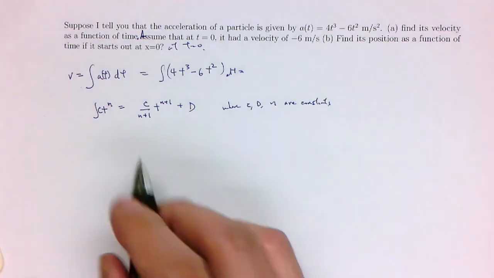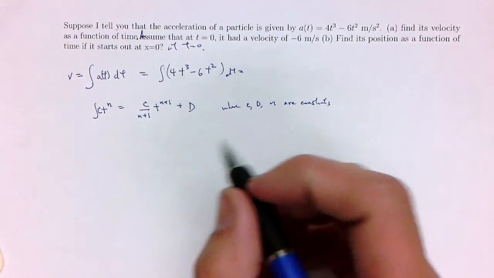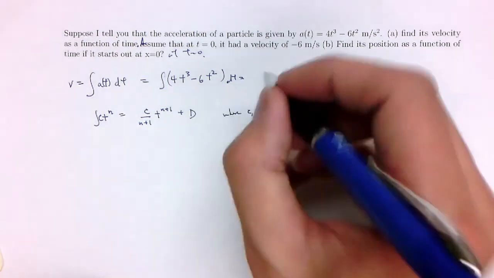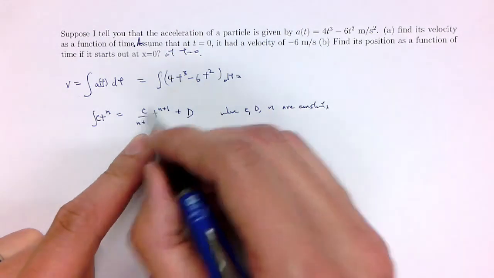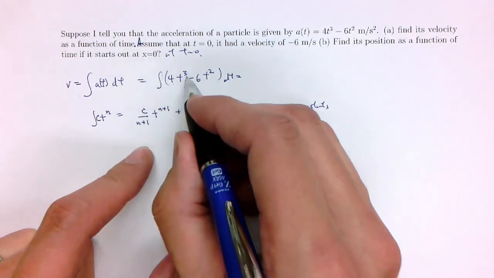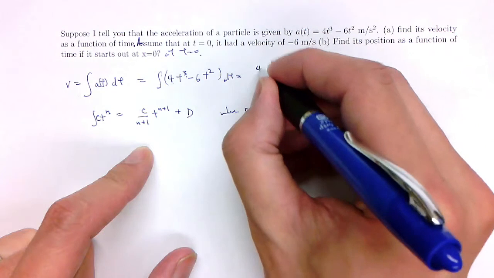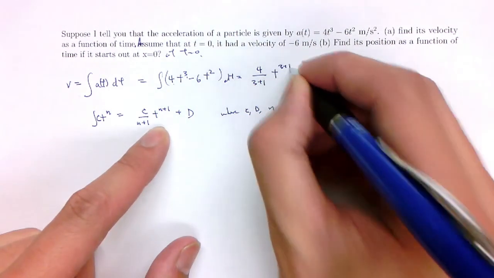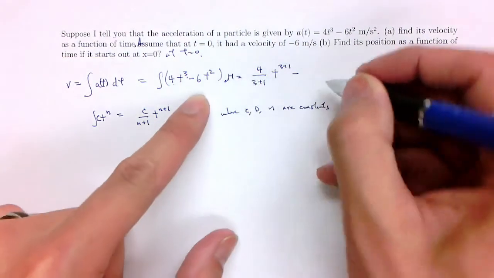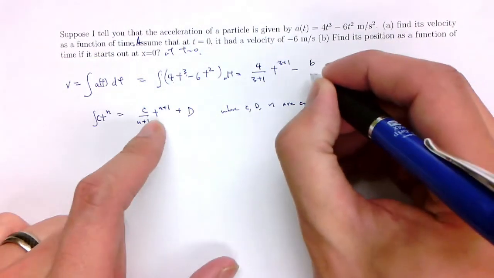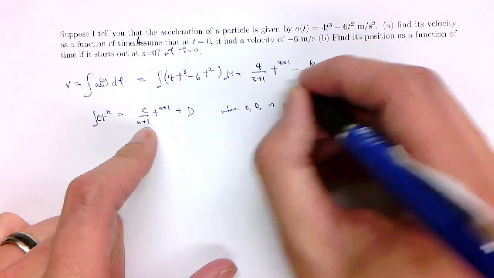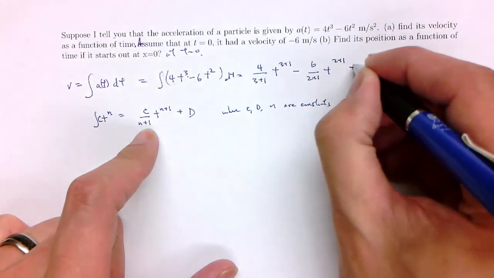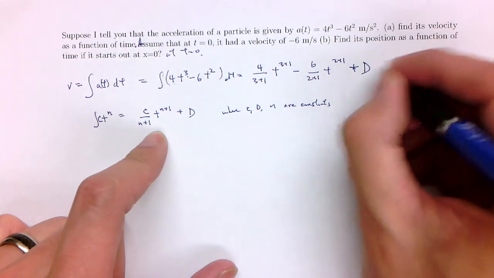There's an exceptional case of n equals minus 1, but we'll discuss it in the class. So when we do this, just look at this term. This c in this case is 4, n is going to be 3, so it's going to be 4 over 3 plus 1, t to the 3 plus 1, minus this term right here. C now is minus 6, divided by n plus 1, which is 2 plus 1, t to the 2 plus 1, plus some constant. I'll call it d now.